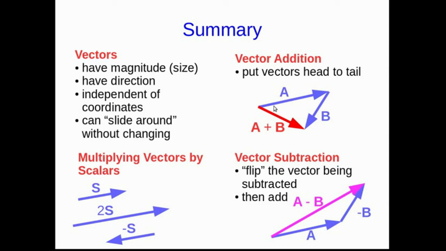To add 2 vectors, you stick them head to tail, and you draw a new vector from the tail of the first one to the head of the second one, and that's the sum. You multiply vectors by scalars just by stretching them or contracting them for scalars less than 1, and if the scalar is negative, then you flip the direction of the vector. And that gives you your way of doing vector subtraction. You just take the vector being subtracted, so here I've taken b, and you flip its direction, and now you add them.